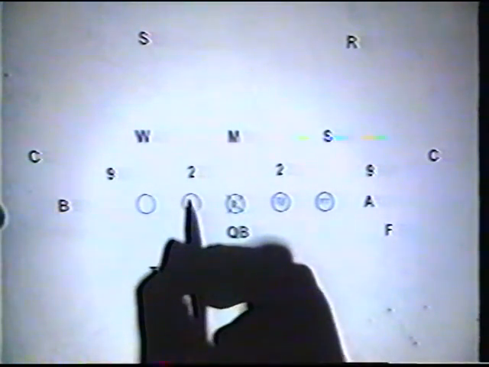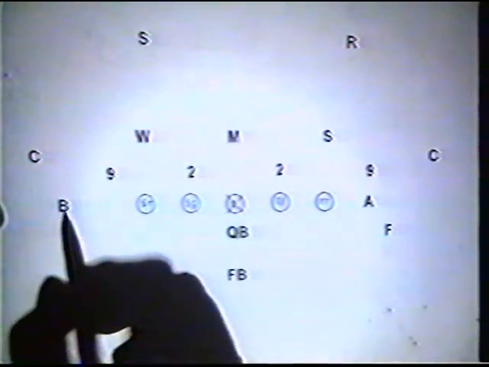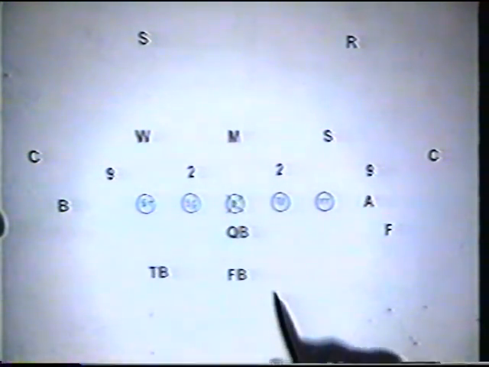Obviously the center, and this is a split guard for us, and split tackle. And instead of calling this X, we call this man B, or split end. And then obviously quarterback, tailback, fullback.